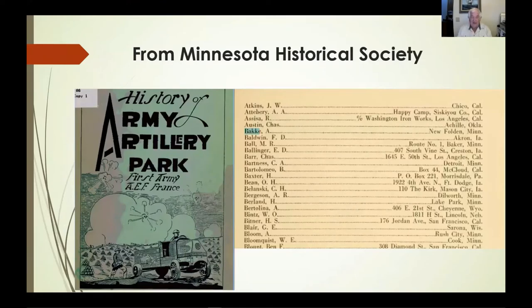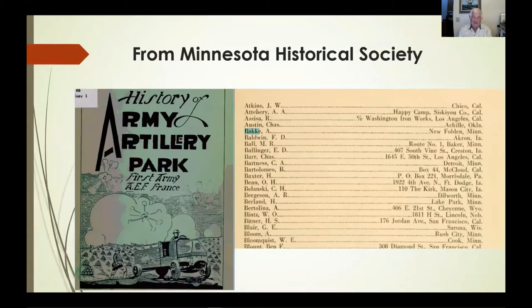And I told you that the Minnesota Historical Society digitized a book for me. It was the history of the Army Artillery Park that my father was in with the First Army. And AEF was the American Expeditionary Force, which is what the troops that were sent over to Europe to fight in World War I were known as. And this was taken from France. And you can see the photo of the truck the person was driving.